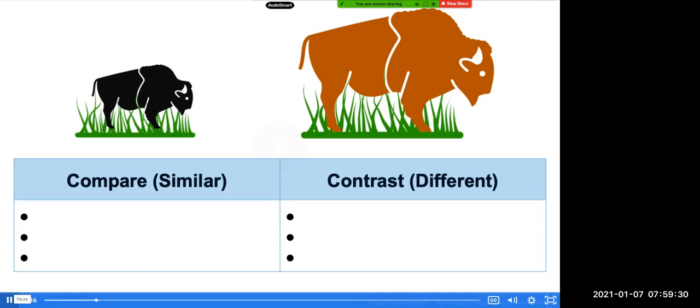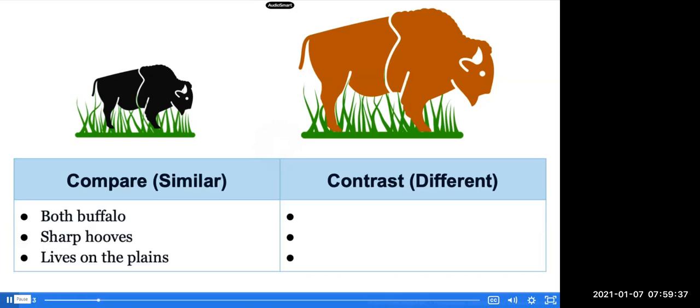I'm sure you did some powerful thinking and some mighty strong chatting. And you may have had some of these ideas. When we compare these two illustrations and look at how they are similar, we can see that both illustrations are buffalo. We can also see that they have sharp hooves. And we know from our research that both live on plains, and we can see that in the illustration because the prairie grass is very high.